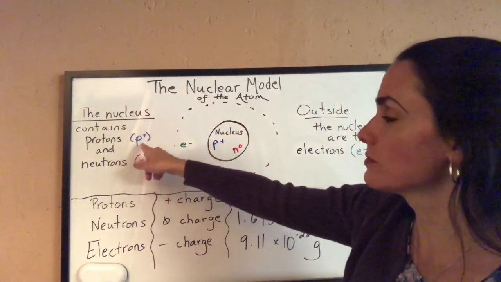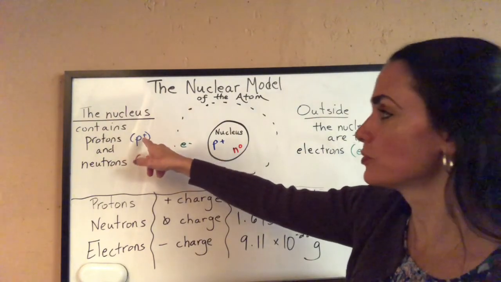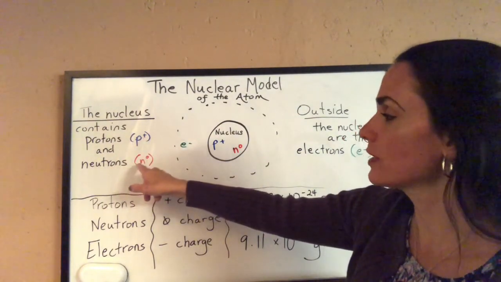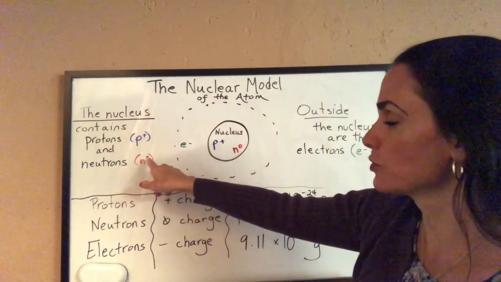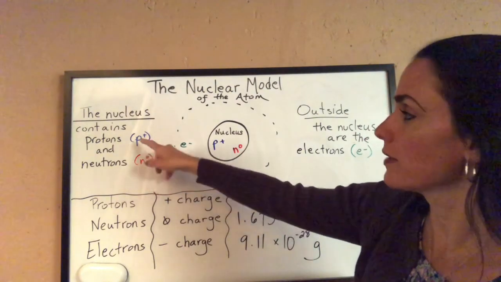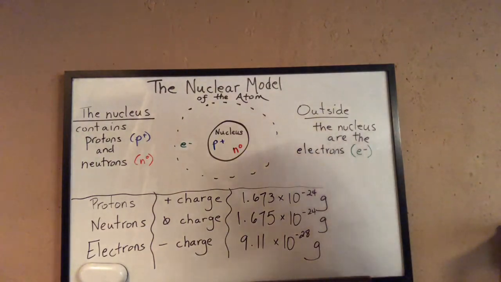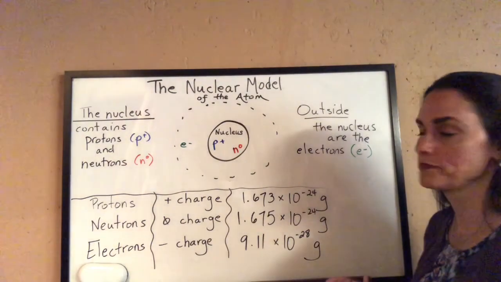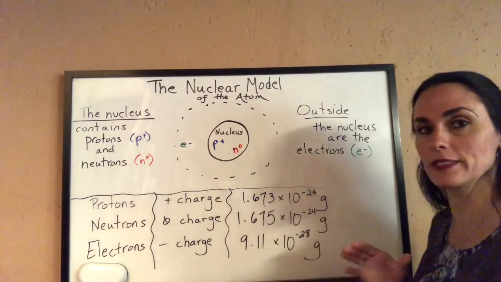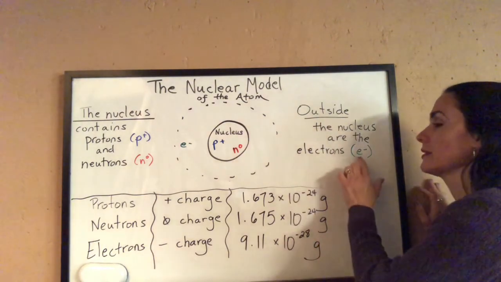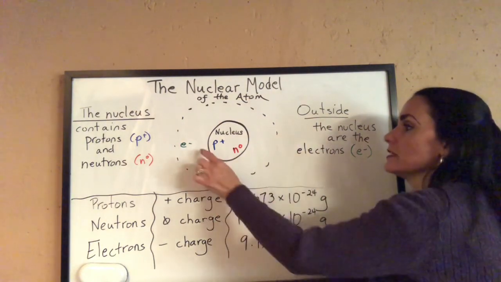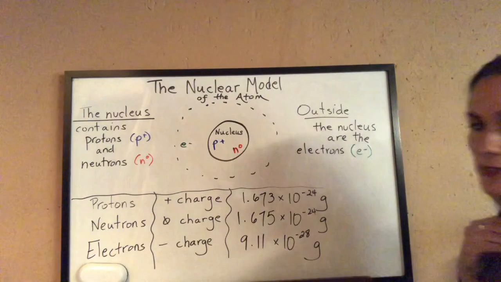Protons have a symbol P with a superscript of a plus. Neutrons have a symbol N with a superscript of a 0. Okay, lowercase p, lowercase n. Outside the nucleus, you have the electrons. Okay, so they're in a region outside of the nucleus. And the electrons have a symbol lowercase e, superscript minus.